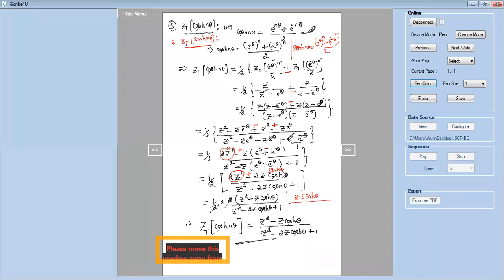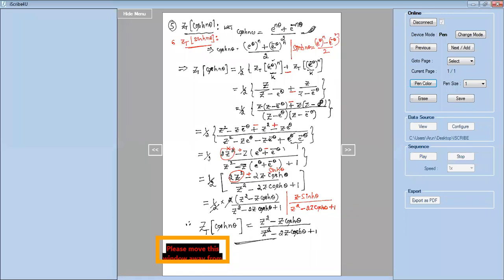That is z square minus 2z cosh theta plus 1. So everything is same. The denominator remains same. Only the numerator will change. Instead of cosh, you get sinh n theta, sinh theta.